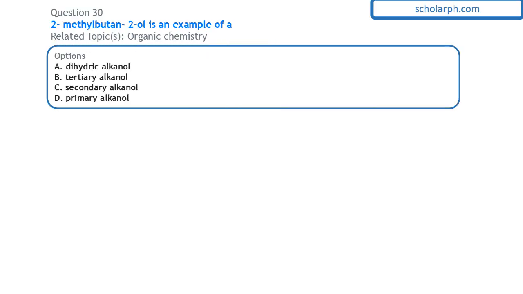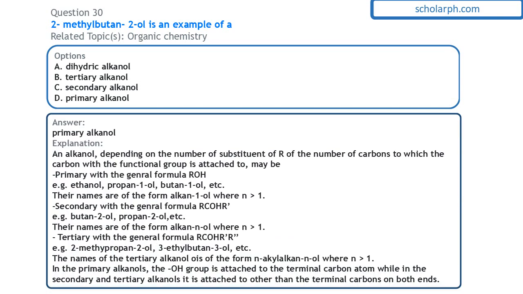2-methylbutanol is an example of a primary alkanol because it has only one alkyl group attached to it. Primary alkanols generally have the formula ROH. So this is a primary alkanol.